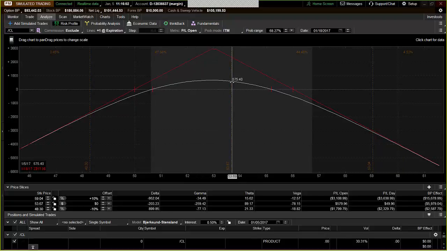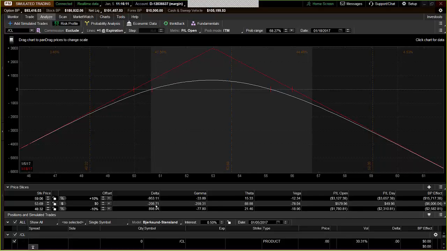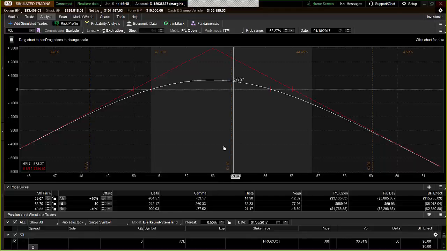So ideally, what we want to do is keep it more centered. But there's no need for an adjustment right now, in my opinion. And one of the reasons for that is the delta is minus 212. So that's telling us that this trade is going to benefit if it goes down lower. So now we look at a chart.